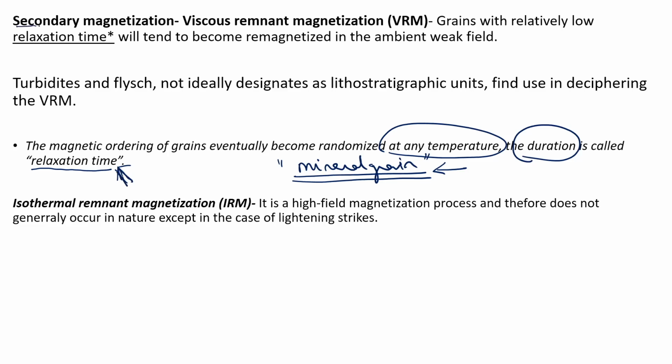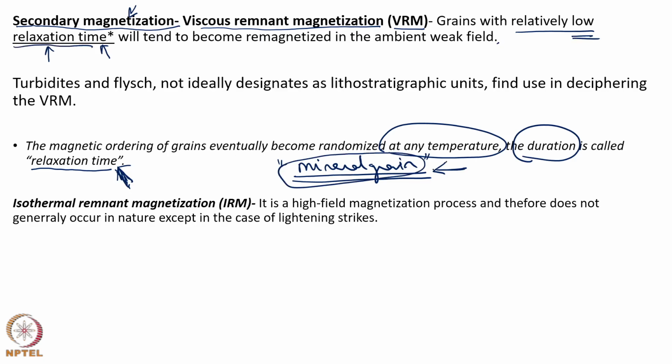Let us understand qualitatively secondary magnetization. It is a viscous remnant magnetization, in short VRM. What happens here? Grains with relatively low relaxation time will tend to become remagnetized in the ambient weak field. What is the meaning of the term relatively low relaxation time? That means the mineral grain gets demagnetized very quickly. What is the meaning of relatively high relaxation time? That means the mineral grain, if just left as it is, will take a very long time to get demagnetized.